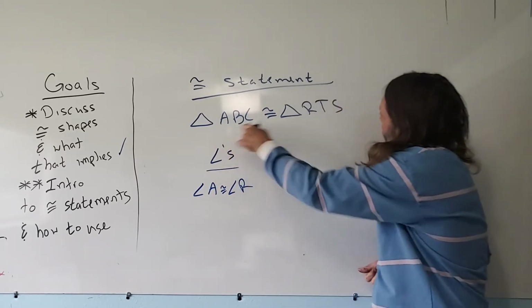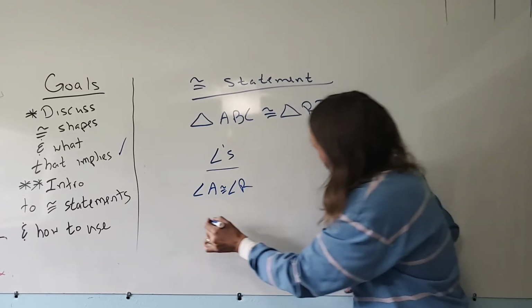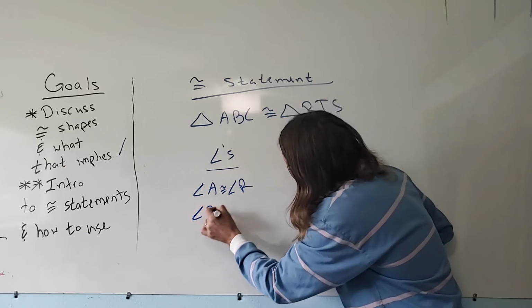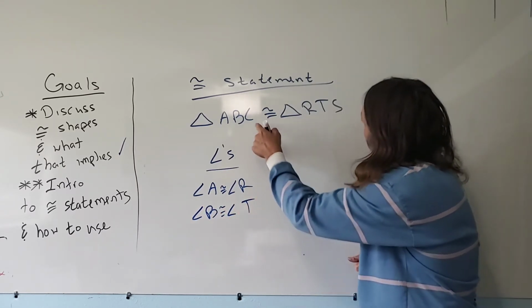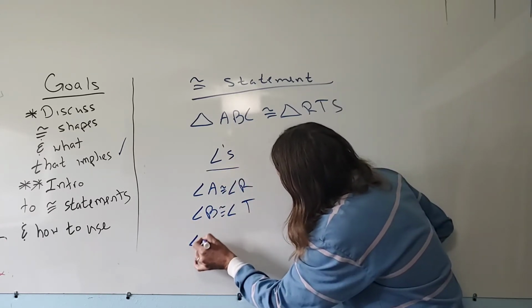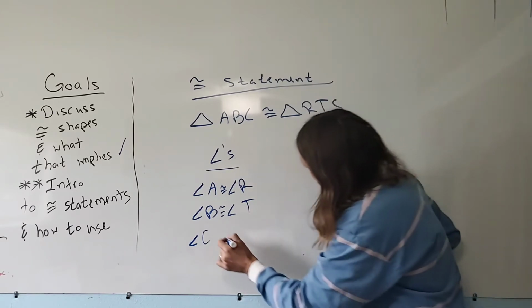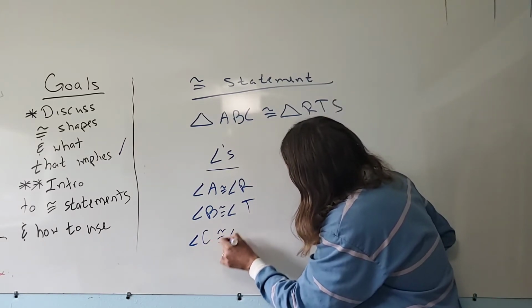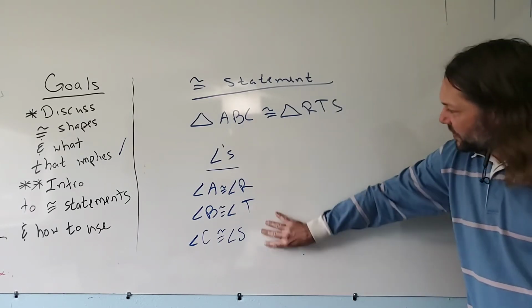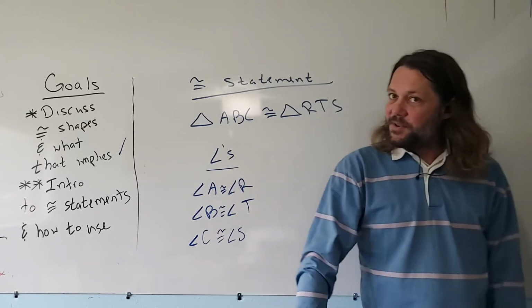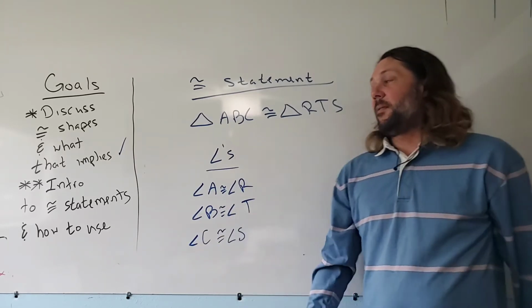My first angle is the same as that angle. I can say that my second angle is the same as that angle. So I can also say that angle B is congruent to angle T. And finally, I can say that angle C, my third letter, is congruent to angle S, my third letter in the other triangle. Okay? So, remember, these are going to be congruent because they're in the same position. Parts in the same position of identical shapes themselves must be identical.